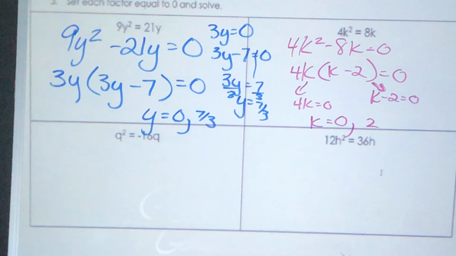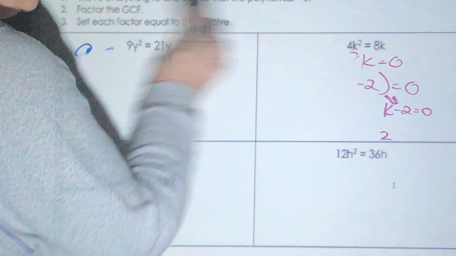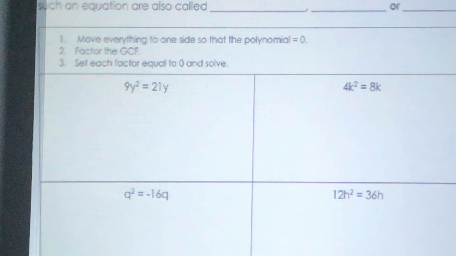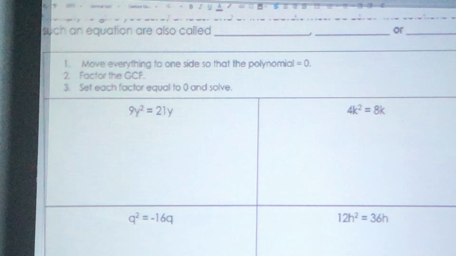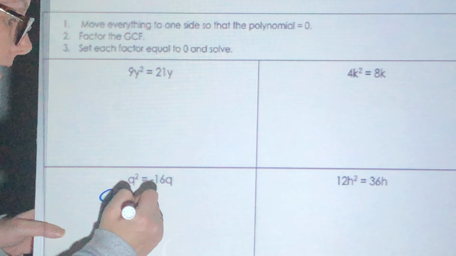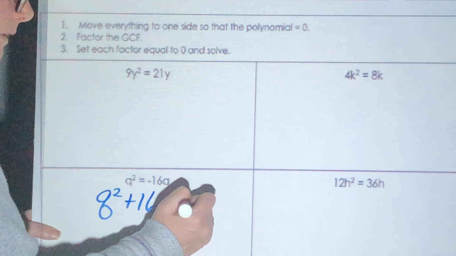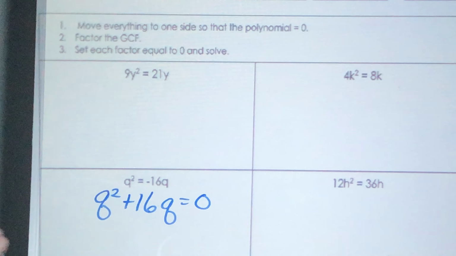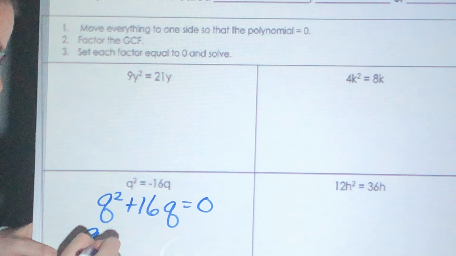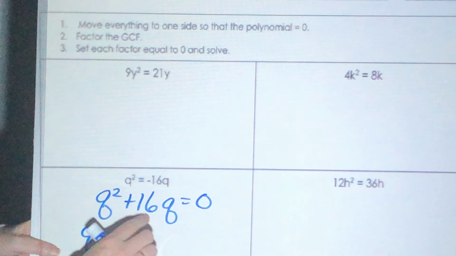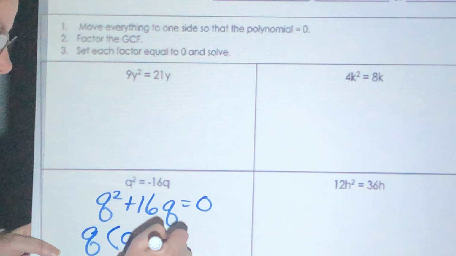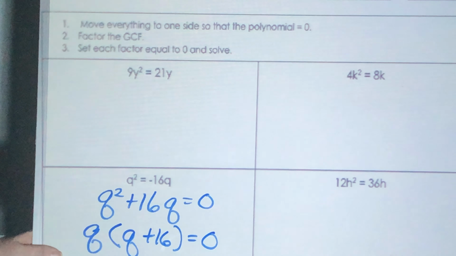For my next example, I'm going to bring over the 16q to the left side. I'm going to bring over the negative 16q, so I'll have q squared plus 16q equals 0. Now I'm going to look for a GCF. My GCF is just going to be q because I have a 1 in 16. And then in parentheses I would have q plus 16.